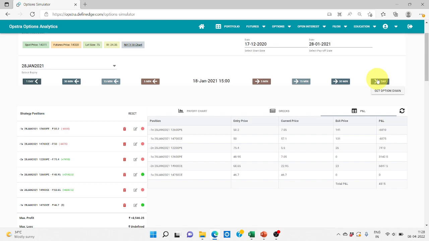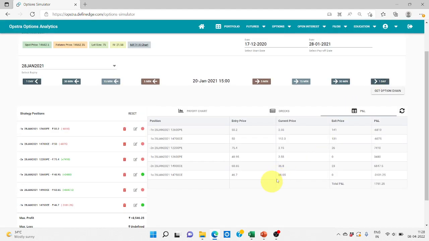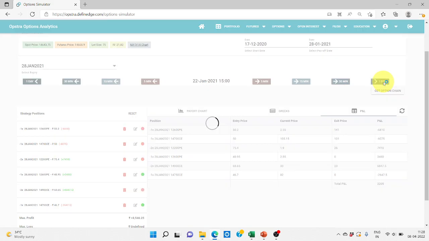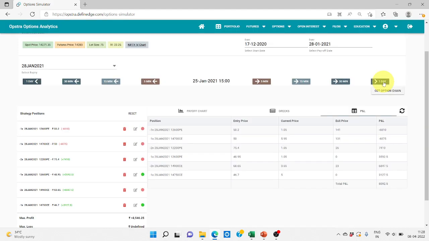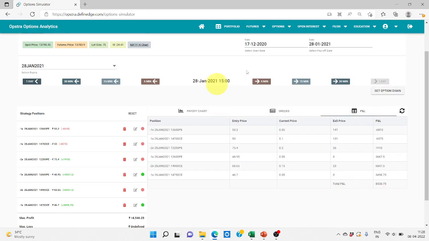So we'll just keep going. Even though the market spikes, we are safe now. We are almost ending the month. So yes, we are done. It's 28th January. We are closing at 8,500 odd profit. So this is how, with only 4 adjustments or 2 sets of adjustment, we can make profit in a strangle.